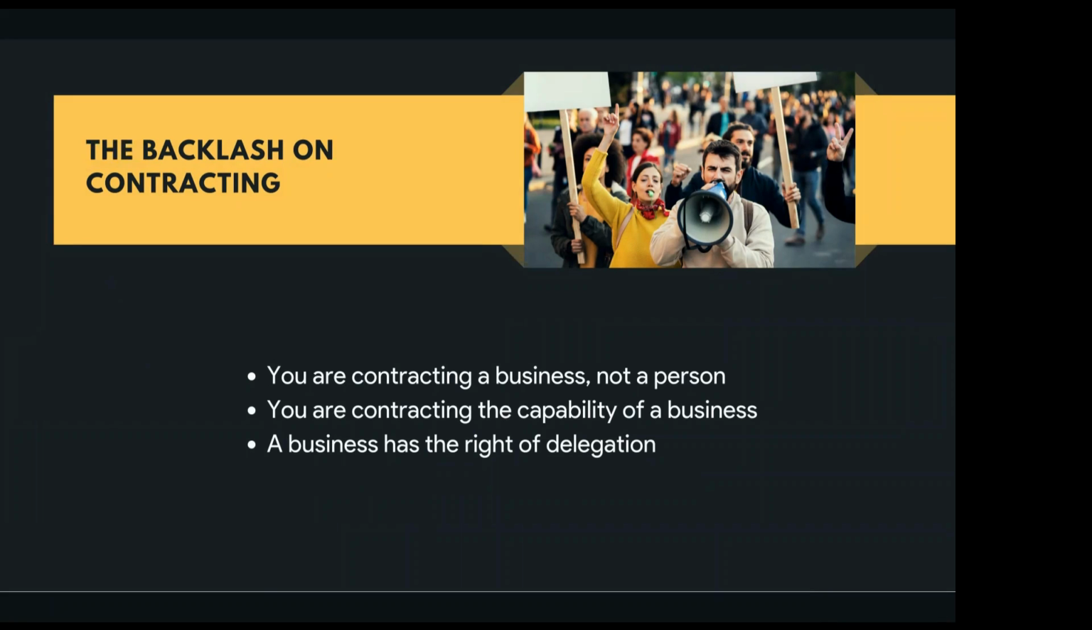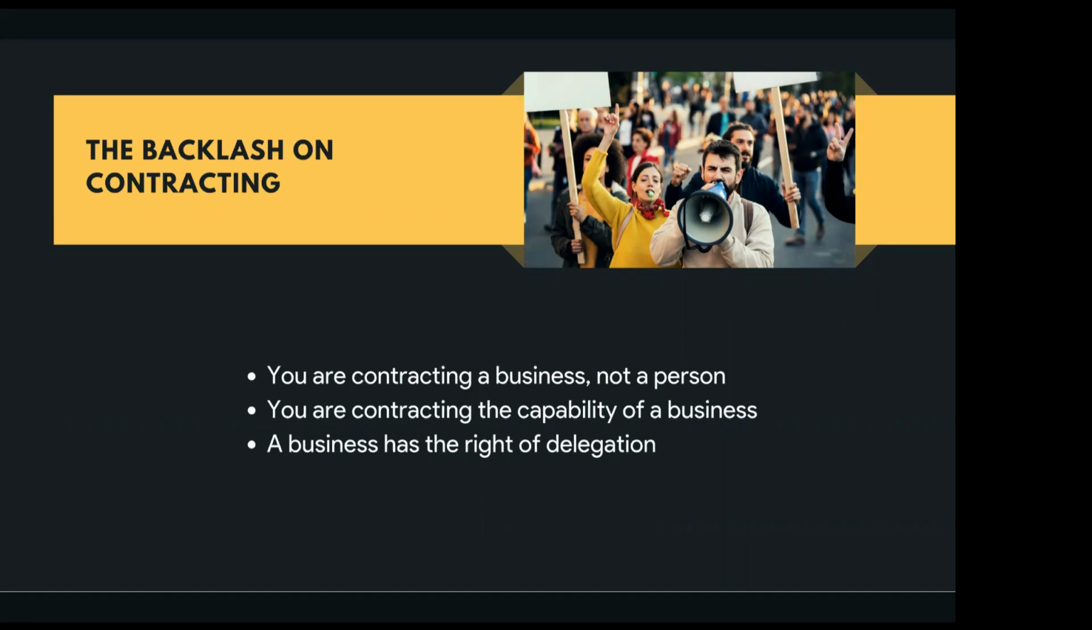Whilst you don't want the commitment of having to pay superannuation and leave entitlements and all that, you've got to understand that you are not contracting a person, you are contracting a business, an ABN. So when you're contracting a business, you're contracting the capability of a whole business, not just the capability of one person. Now, in your conversations with the people you're contracting, that may be the case. That may be the plan. That might be what you're doing.